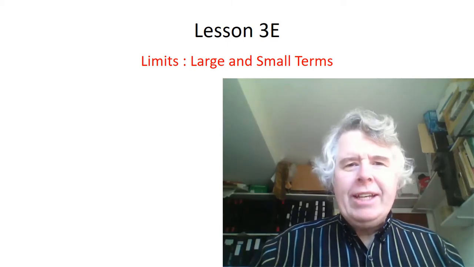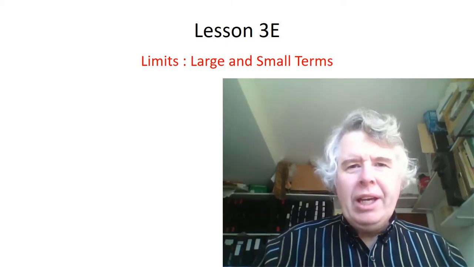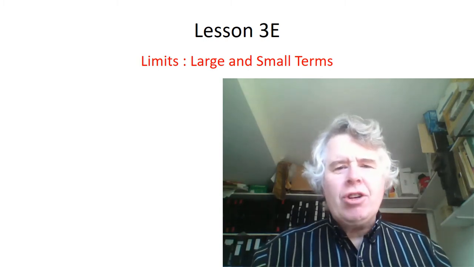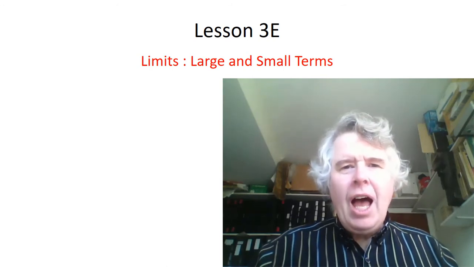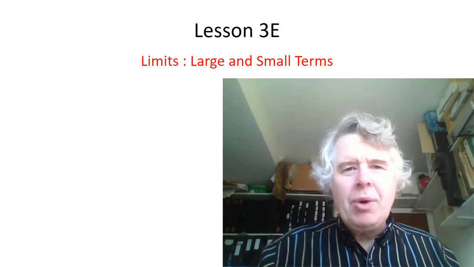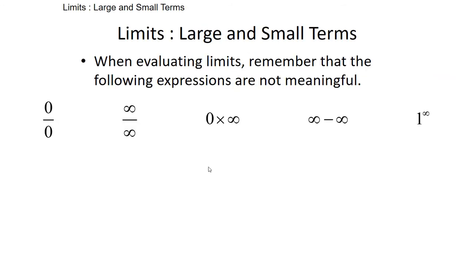Sometimes, when we're trying to evaluate a limit, we come across various obstacles. And one of those possible obstacles is the combination of large and small terms. So let's see how we proceed with this. The terms large and small, taken to their extremities, would give you 0 and infinity.